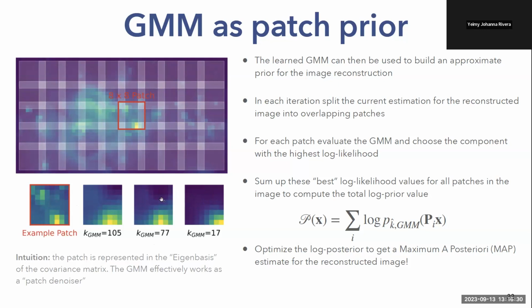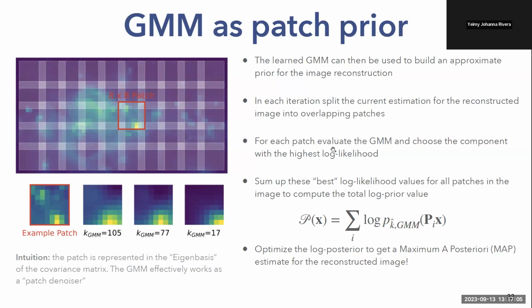But what you can see actually happening here is the example patch projected on the eigenbasis of the Gaussian covariance matrix of this component. What's important is that you can see that it denoises. It works as a patch denoiser. I think this is a very intuitive understanding of what the Gaussian mixture model can achieve. But what's also important is that it adapts to the structure in the data. You can see that the bright spots here still correspond to the bright spots here in the data.